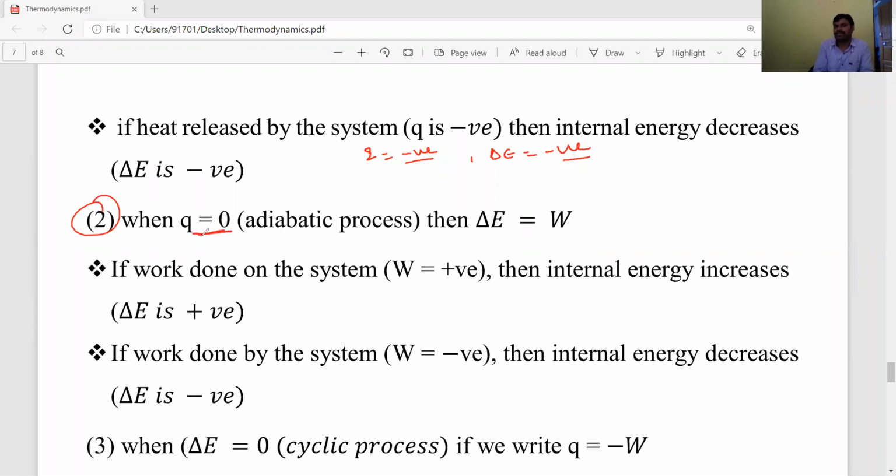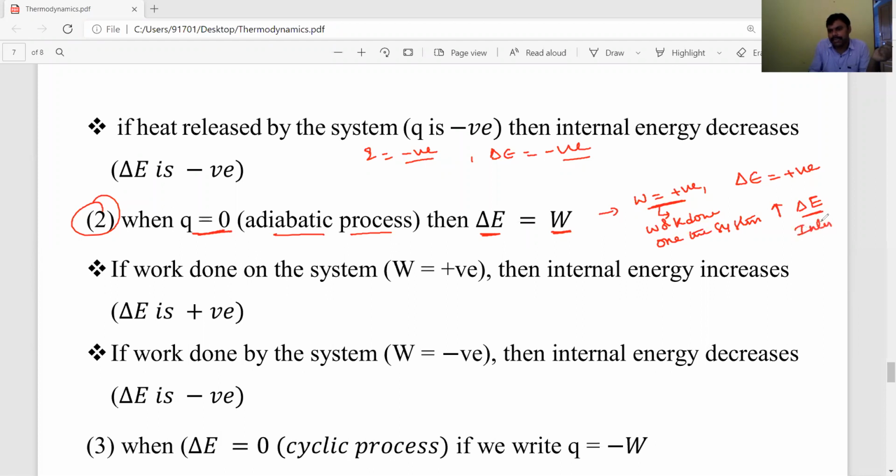Already we have discussed in thermodynamic processes that Q is constant or Q is 0 means it is an adiabatic process. In an adiabatic process, Q is equal to 0. Then the remaining relation is delta E equal to W, means both have the same sign. If work W is positive, then delta E is positive. W positive means what, dear students? Work done on the system increases delta E. Increases delta E means increases internal energy.